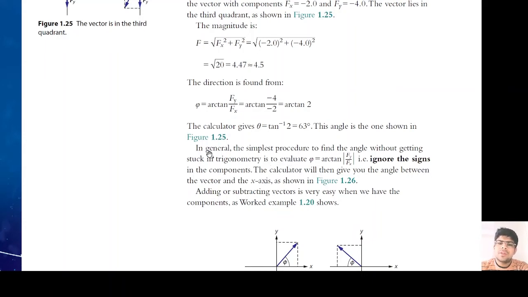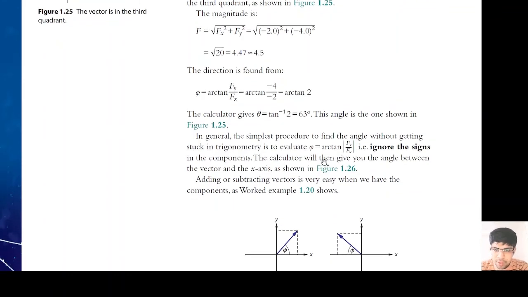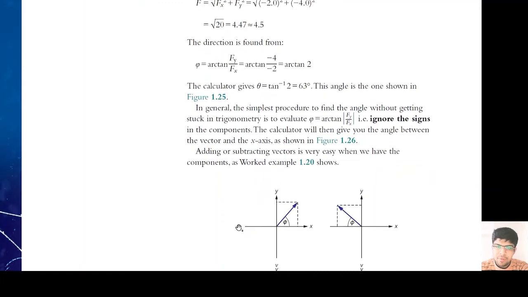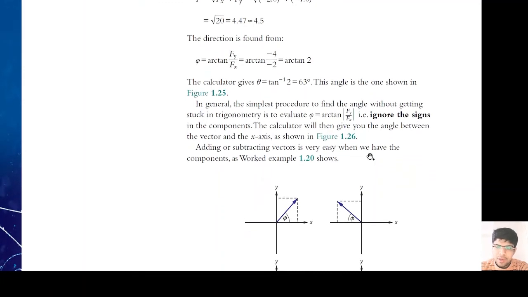The general and simplest procedure to find the angle without getting stuck in trigonometry is to evaluate phi equals arctan Fy over Fx in modulus. So ignore the signs in the components. The calculator will then give you the angle between the vector and the x-axis, as shown in figure 1.26. So adding and subtracting vectors is very easy when we have the components, as in the worked example.